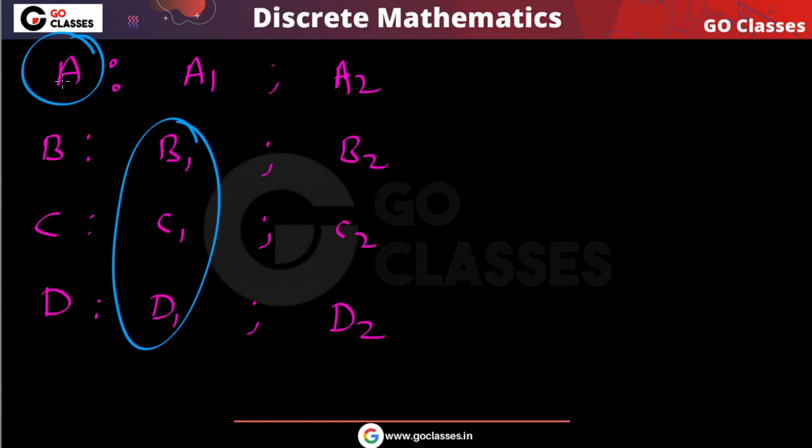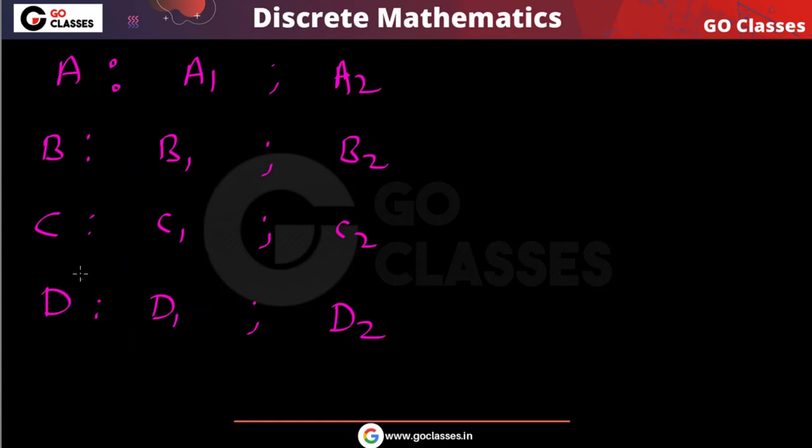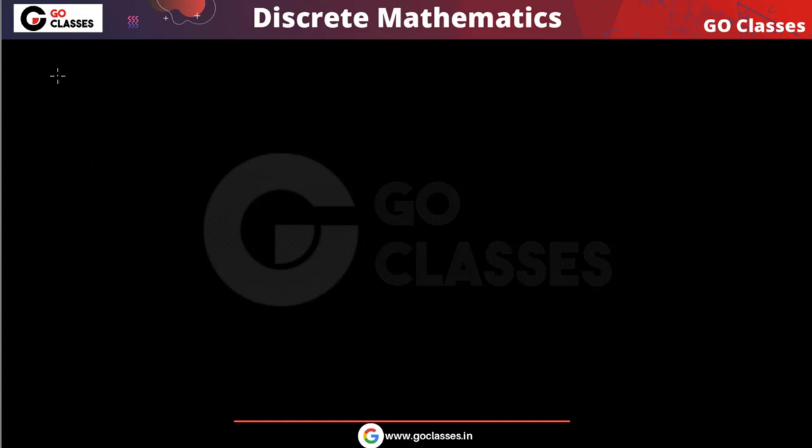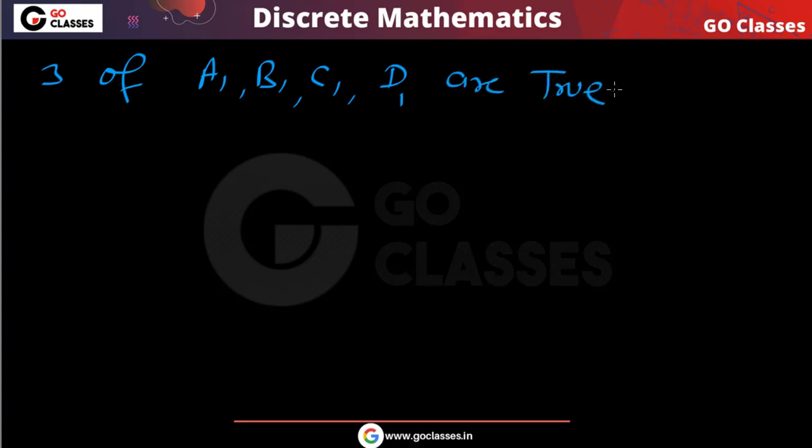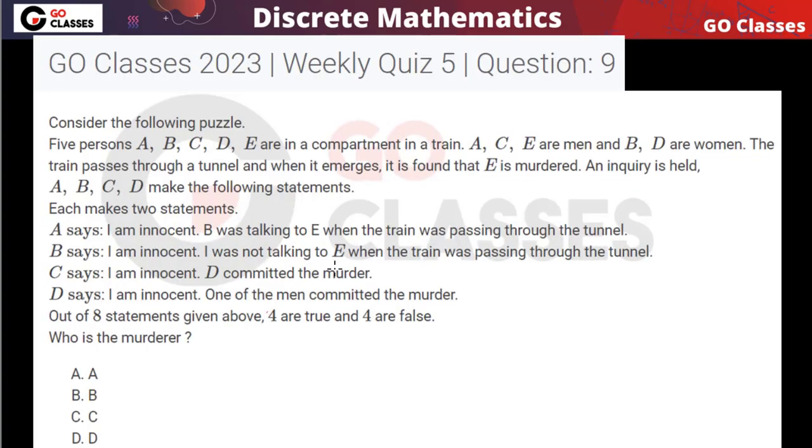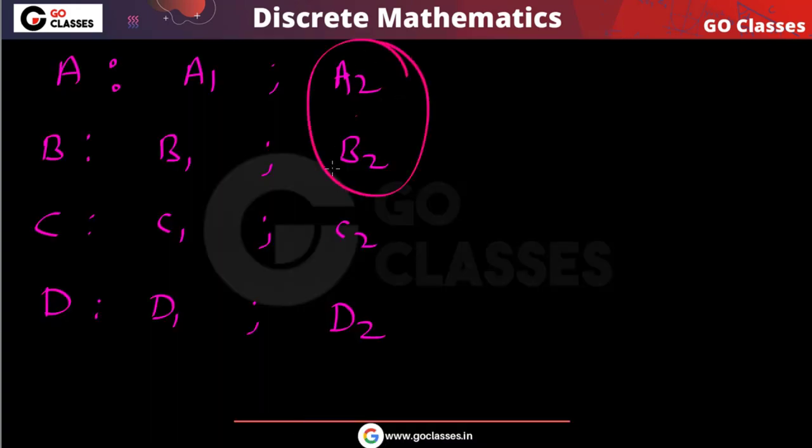If A is the killer, then I can say B, C, D, these statements are true. Similarly, whoever is the killer, I don't know who, I can say 3 of these statements are true. So I can say that 3 of A1 comma B1 comma C1 comma D1, three of these statements are true. Now just focus on these two statements.